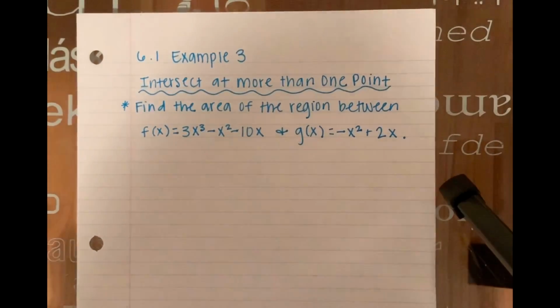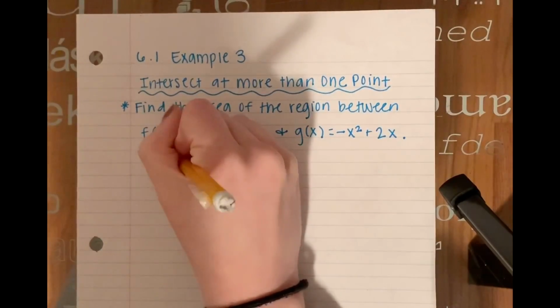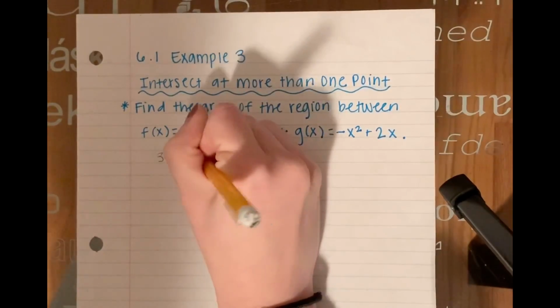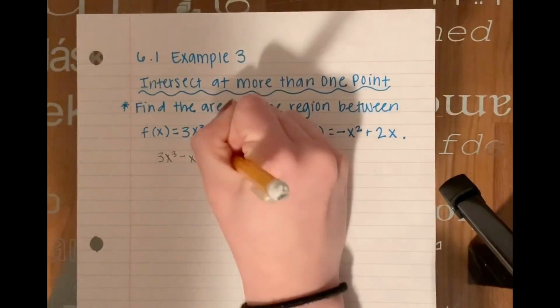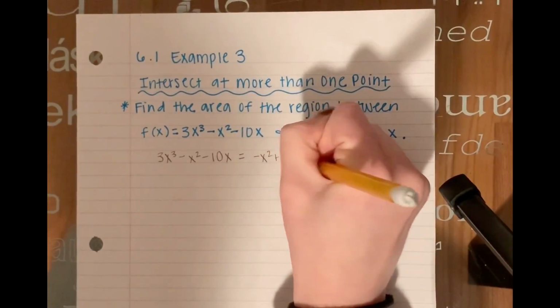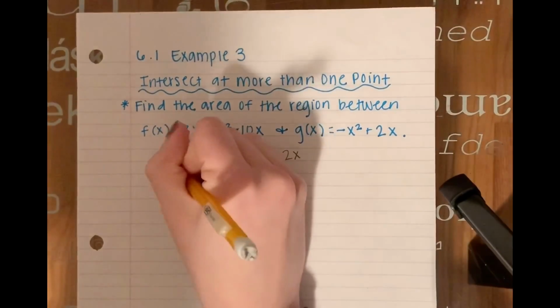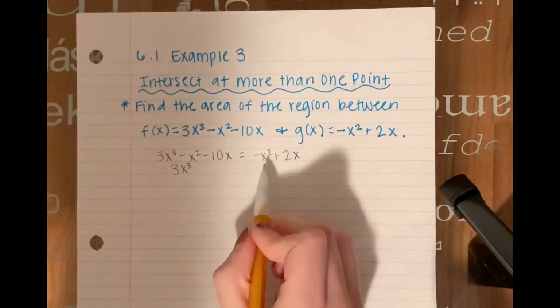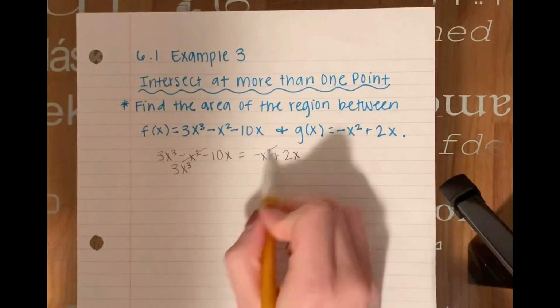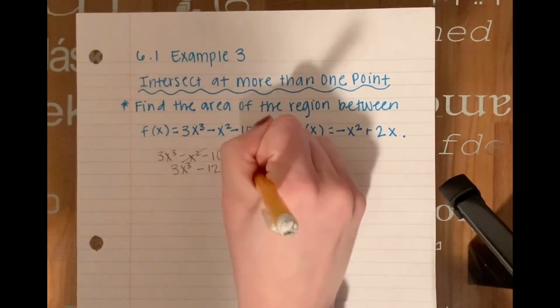So just like example 2, we need to set them equal to each other so we can see where they intersect. So we'll have 3x cubed minus x squared minus 10x, and that's going to equal negative x squared plus 2x. Then we need to just combine everything onto one side. So 3x cubed will be the same. Add x squared to both sides, so that'll go away. And then subtract 2x, so minus 12x equals 0.